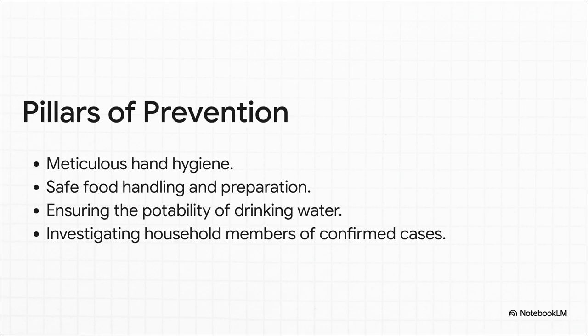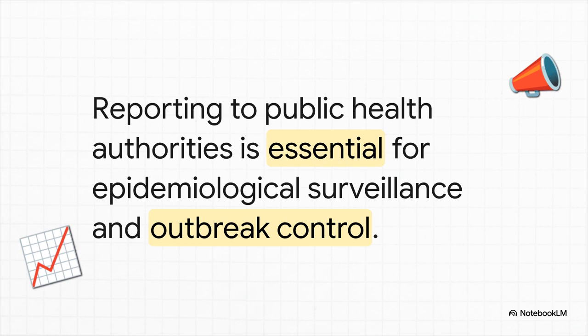But a really critical step is contact tracing. Investigating household members of a confirmed case is essential to stop that secondary spread in its tracks. And this all connects to a larger public health mission. Reporting these cases isn't just bureaucratic red tape. It is absolutely essential for surveillance, for identifying potential outbreaks, and for protecting the community as a whole.